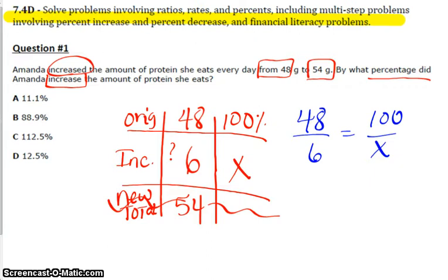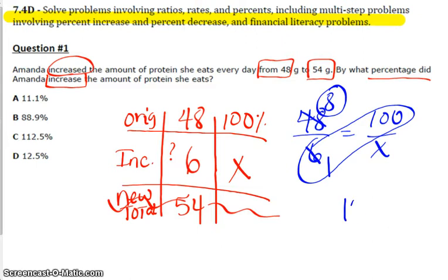I always like to try and simplify and make the equations easier to solve. 6 divided by 6 is 1. 48 divided by 6 is 8. And so when you multiply by the 100 and divide by the 8, it's going to be easier to solve. 100 divided by 8 is now your equation.